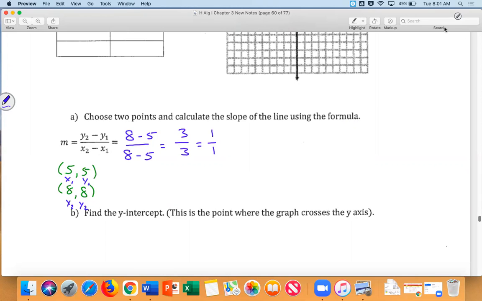Now it says find the y-intercept. That's what AJ told us. AJ said our y-intercept, our b, that point where it crossed the y-axis was 0. So you can see how it all relates back together.